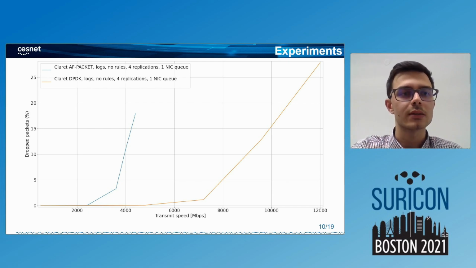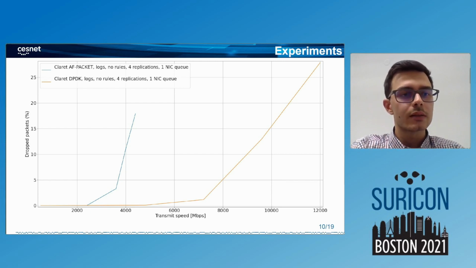and this was then divided by the number of sent packets, so the usual equation for dropped packets. And we can see two lines, which, as previously mentioned, are for the AF packet capture interface and the DPDK capture interface. The AF packet capture interface is the blue line, and the DPDK is the orange line.